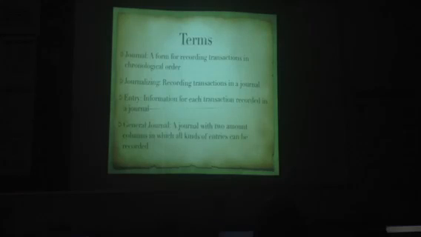This journal puts everything in chronological order, makes it look nice and neat, and puts the accounts that go together next to each other. Journalizing is actually recording the transactions in a journal. An entry is information for each transaction recorded in a journal. And a general journal is a journal with 2 amount columns in which all kinds of entries can be recorded. Eventually we're going to get to what a general journal looks like, but we are going to continue with some more terms.